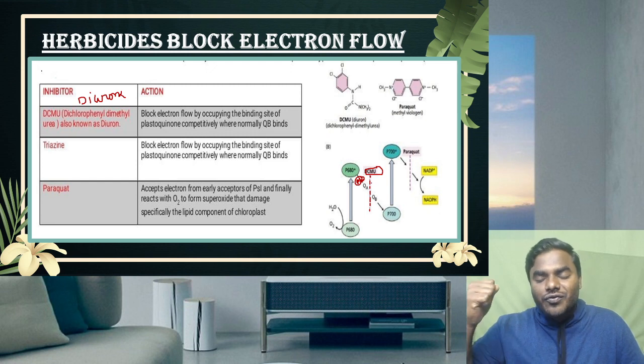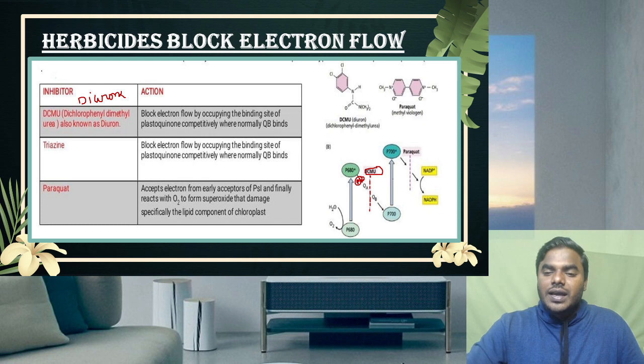Friends, you only try to understand, if the electron is not moving from quinone A to quinone B, how does the electron flow continue? Then how can we produce the ATP and NADPH? The entire light reactions will be inhibited. It blocks the electron flow by occupying the binding site of plastoquinone, where normally plastoquinone B binds.